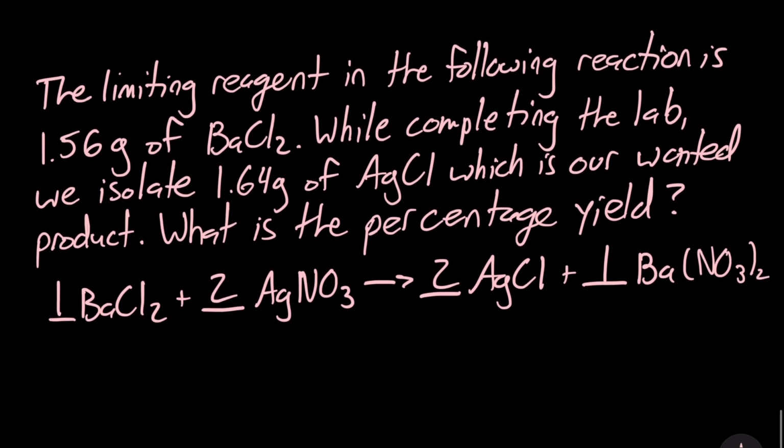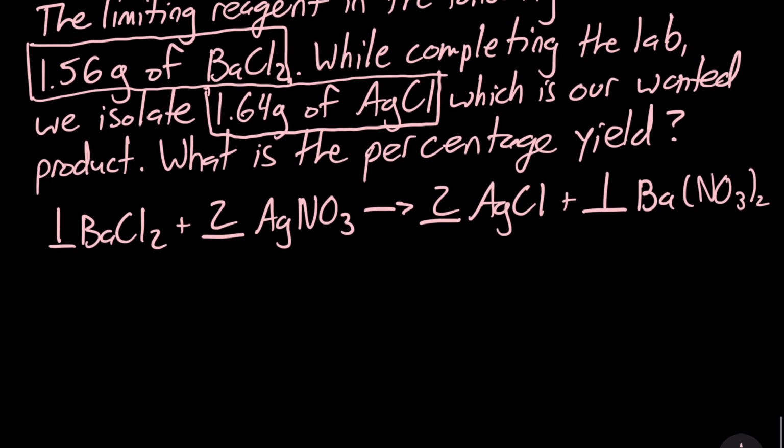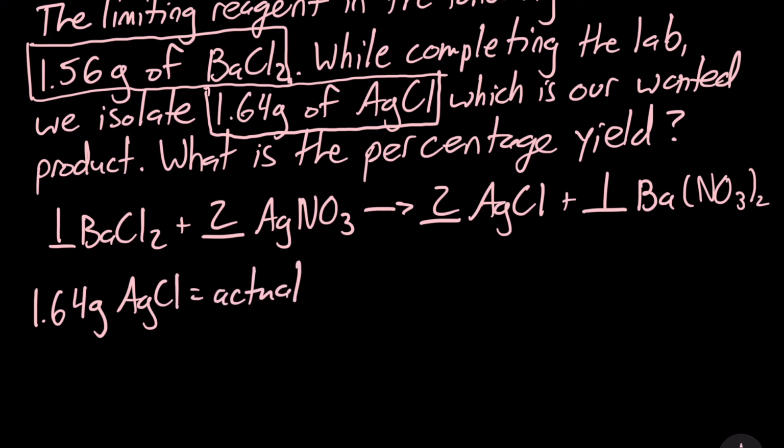We know that it's 1.56 grams of BaCl2, so I'll square that off so I know for future reference. And it also says we isolate 1.64 grams of AgCl, which is our wanted product. So I think we should write down a couple of things there. 1.64 grams of AgCl, that's going to be our actual yield. So I'm going to write that down quick. That is what was found while doing the lab in real life.